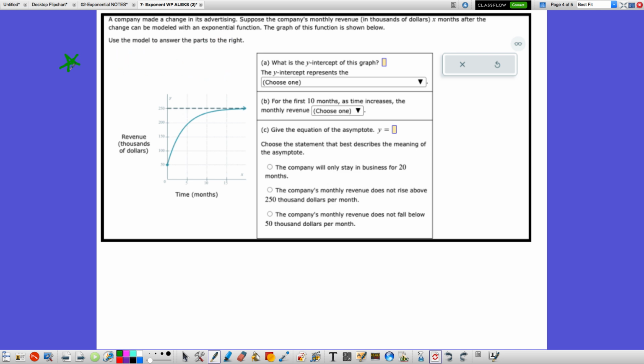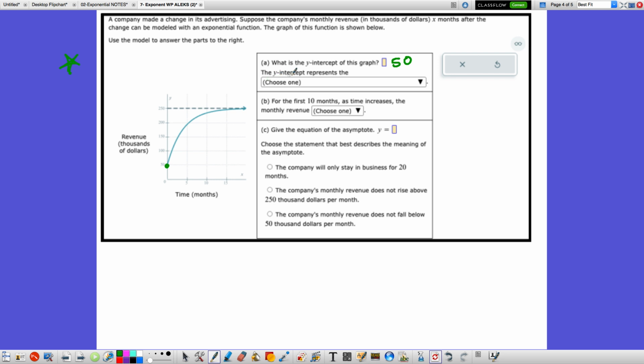Guys, big fat hint, this type of question is on your quiz. All right, so we start at $50,000. We increase over time, and we hit this plateau here, which means we're not really going to be able to make above this amount. So what is the y-intercept of the graph? We look, we find it crosses the y at 50. So we would type in 50.